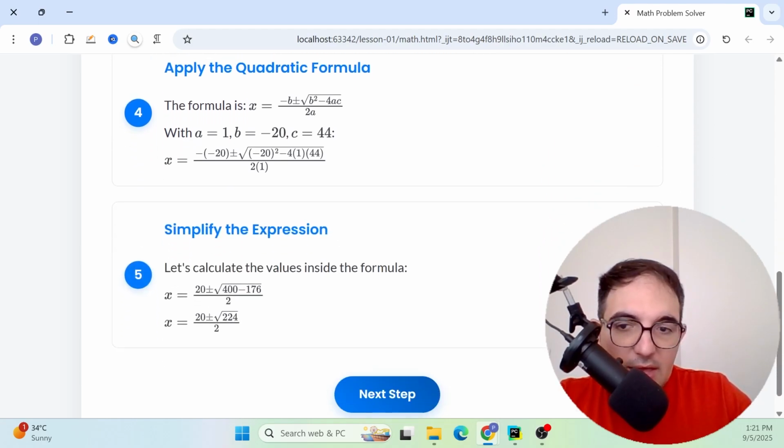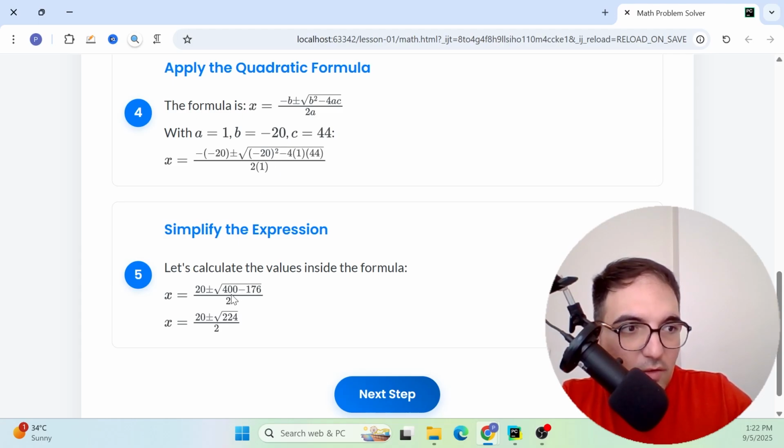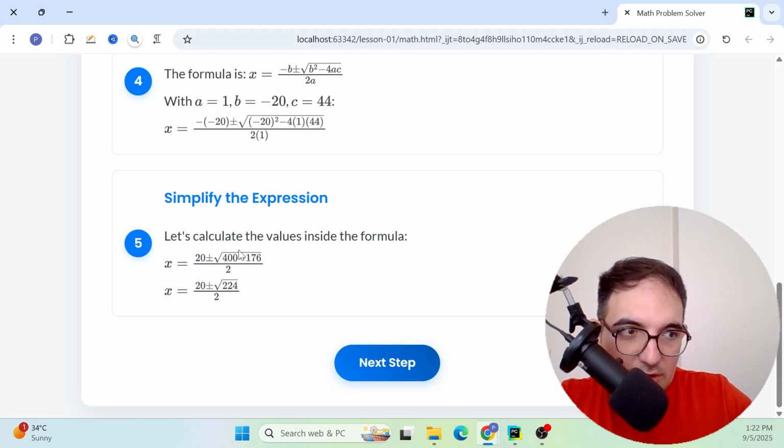Step 5, let's calculate x1 and x2, because we have two values for x, minus and plus. Inside the root, negative 20 squared is 400, and 4 times 1 times 44 is 176. So 400 minus 176 equals 224, and this is our final expression.